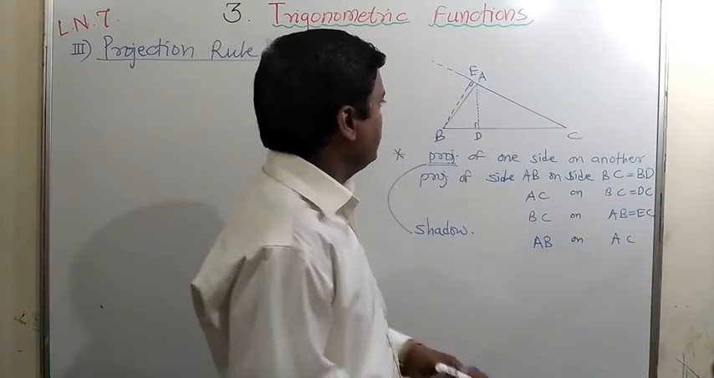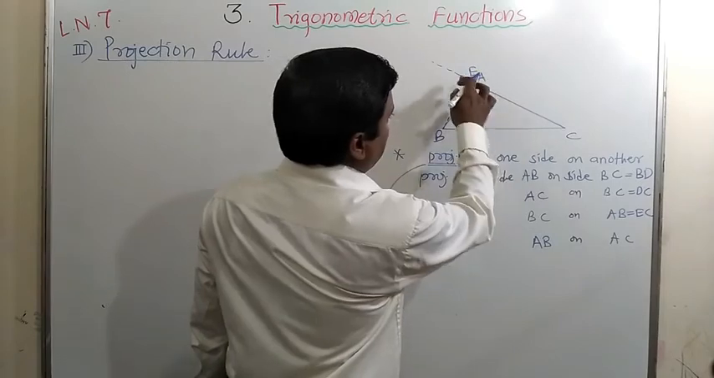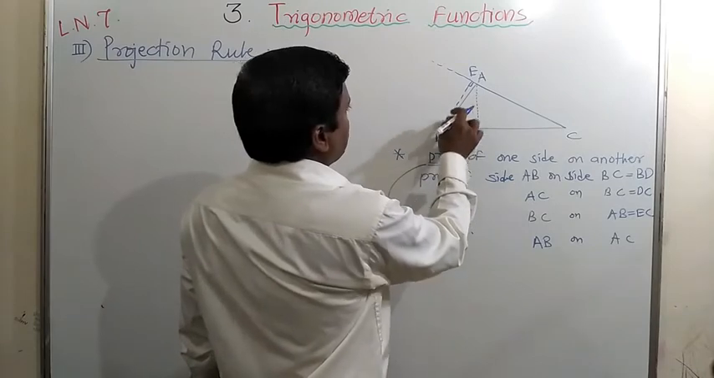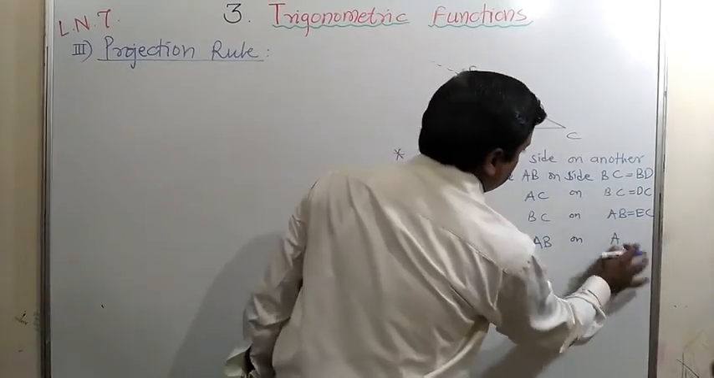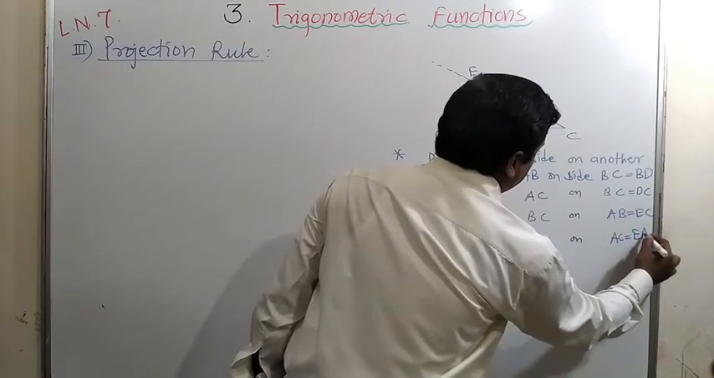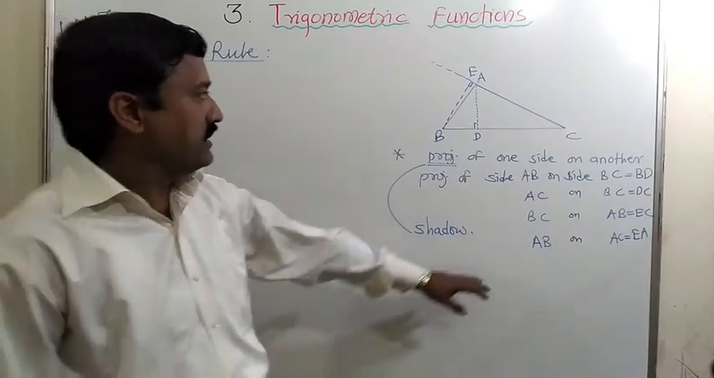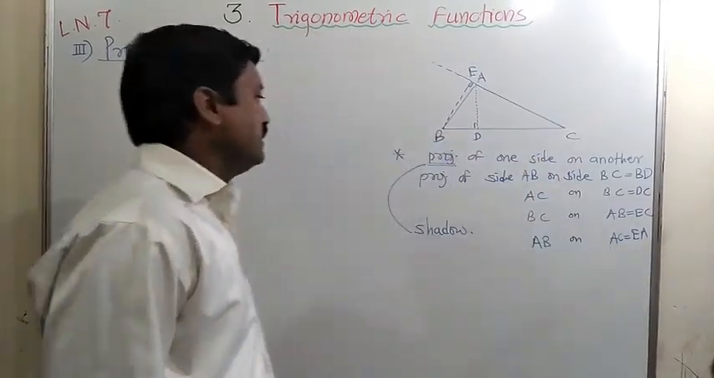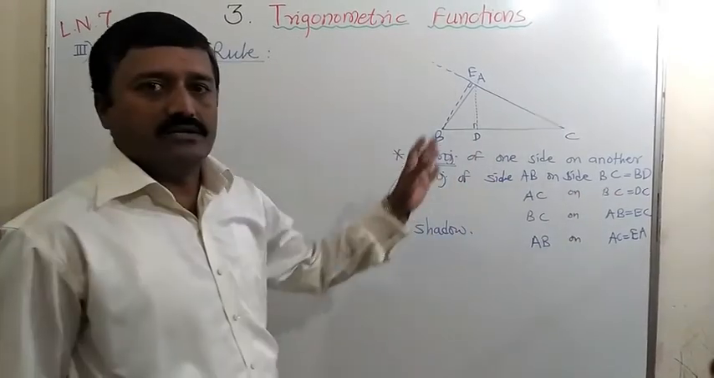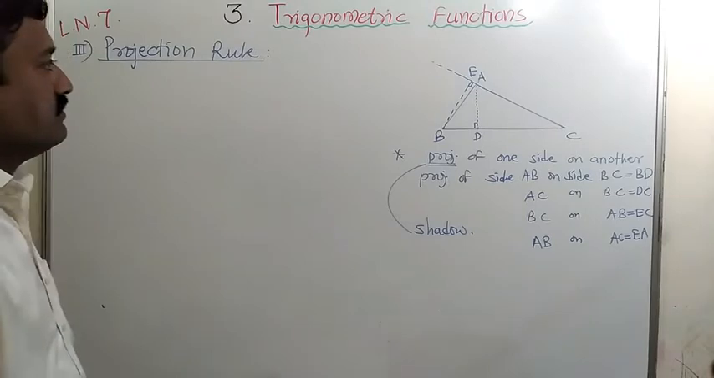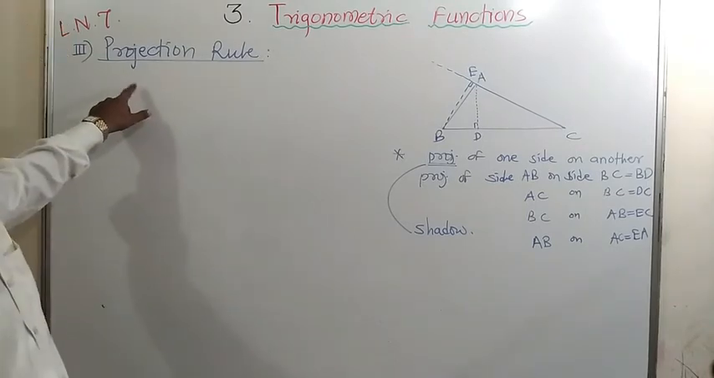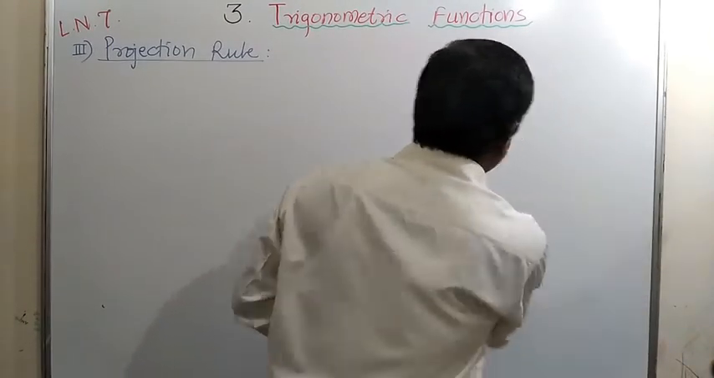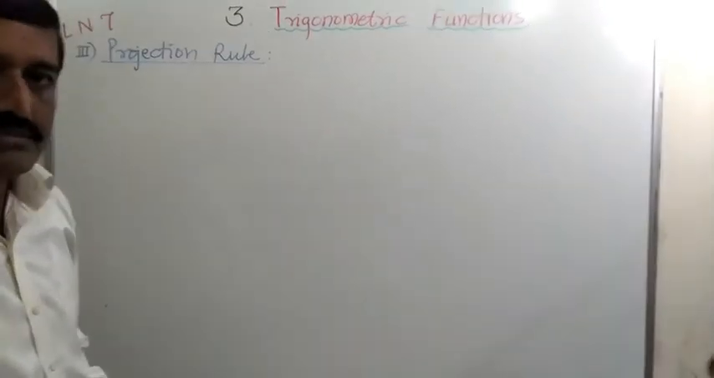Then the projection of AB on AC. To find the projection of AB on AC, what we have to do? We have to draw the perpendicular from this. So that projection is nothing but EA. EA is the projection of side AB on AC. Means the shadow of AB on AC is nothing but EA. So these are the projections of one side on another side of a triangle. We have to use this concept to prove this projection rule.